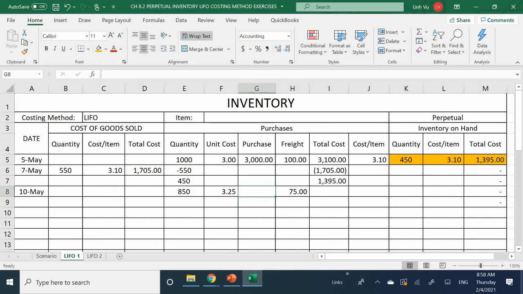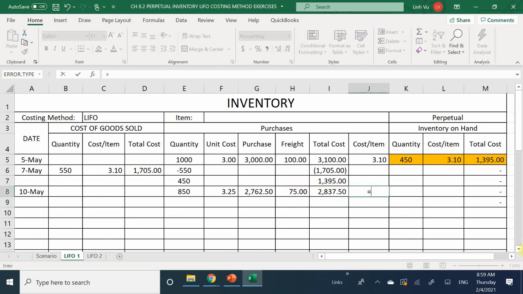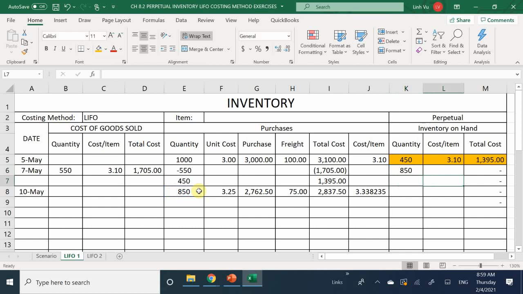So what's my total purchase price here? $2,762.50. $2,762.50 plus my $75 freight gives me a total cost of $2,837.50. Good. And then my cost per item is going to be $3.39. I did not get that. Mine is wrong. Okay. I'm going to stretch this out too because I know this isn't an easy number. I'm going to go ahead and double confirm that just to make sure that I selected the right numbers. Yes, 3.33823. And I'm going to carry it across over. And there it is.